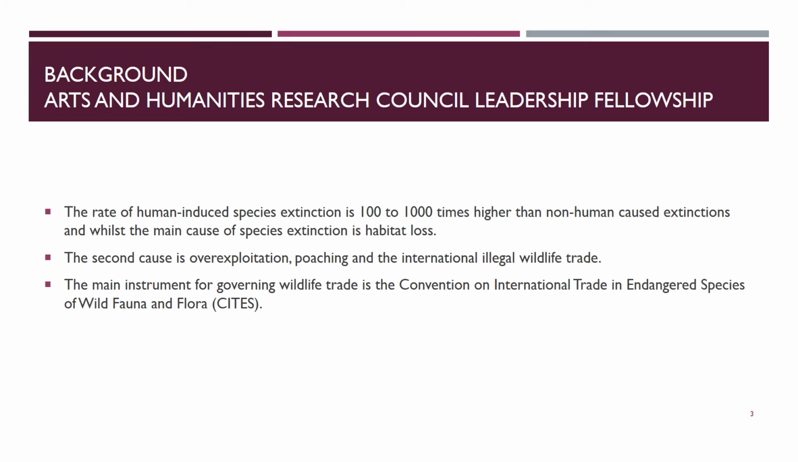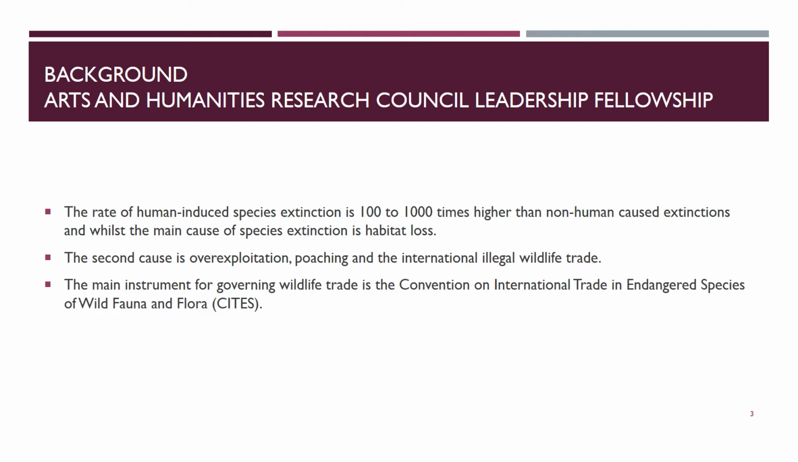Among the many environmental crises that planet Earth is facing, one of them is the rate of human-induced species extinction. E.O. Wilson in 2016 estimated this is between 100 to 1,000 times higher than non-human caused extinctions, such as natural disasters. And while the main cause of species extinction and biodiversity loss is habitat loss, which could be from deforestation, urbanization, agriculture, the second cause is overexploitation, poaching, and the international illegal wildlife trade.